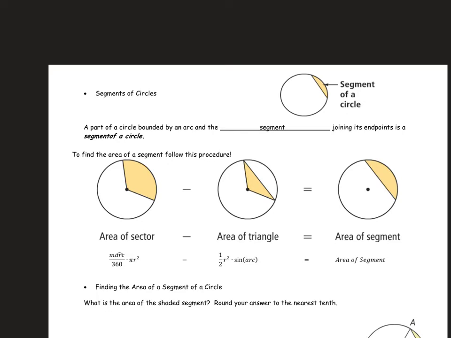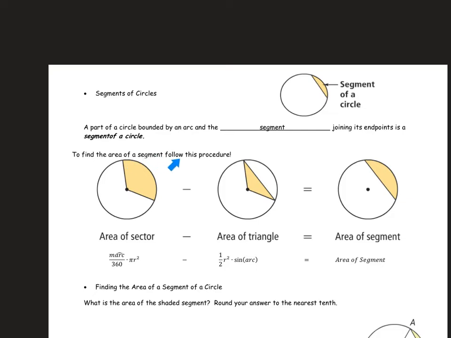This section is going to focus on segments of a circle. We've all been to Mr. Gatti's, or maybe you have. I don't want to assume we've all been there, but if you've seen the little cinnamon sticks or the cinnamon-type pizza, they're cut like this. That little piece at the end is what we call a segment of a circle. It's a part of a circle bounded by an arc and the segment joining its endpoints. We're going to find the area of the segment.